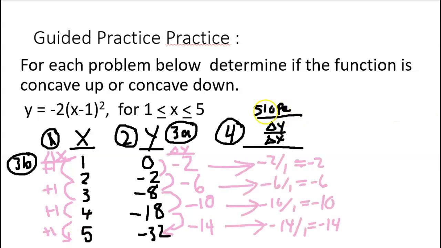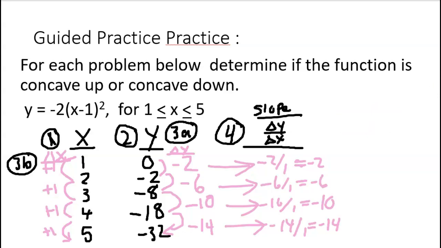Step 4 was to find the slopes, delta y over delta x. You take each delta y and you put it over each delta x. So take -2 over 1, -6 over 1, -10 over 1, -14 over 1, etc. And you reduce or change into decimals if necessary, and then you just look at the numbers. So I'm going from -2 to -6 to -10 to -14. So what's happening to my slopes? Well, you might be tempted to say they're getting bigger. Remember, these are negative slopes. So they're actually getting more negative, which means the slopes are decreasing.